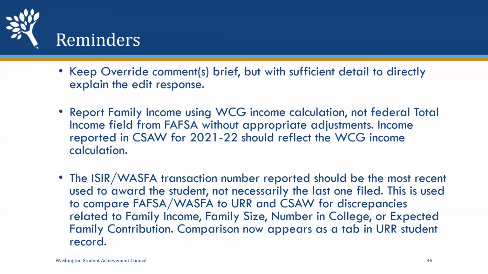The ISIR WASFA transaction number reported should be the most recent used to award the student. That doesn't mean it's necessarily the last one filed. We use this to compare the FAFSA WASFA to the unit record and CSA for discrepancies related to family income, family size, number in college, or expected family contribution. And something that's new on the unit record through the 3.0 implementation is you can now compare those elements on a tab in the unit record.